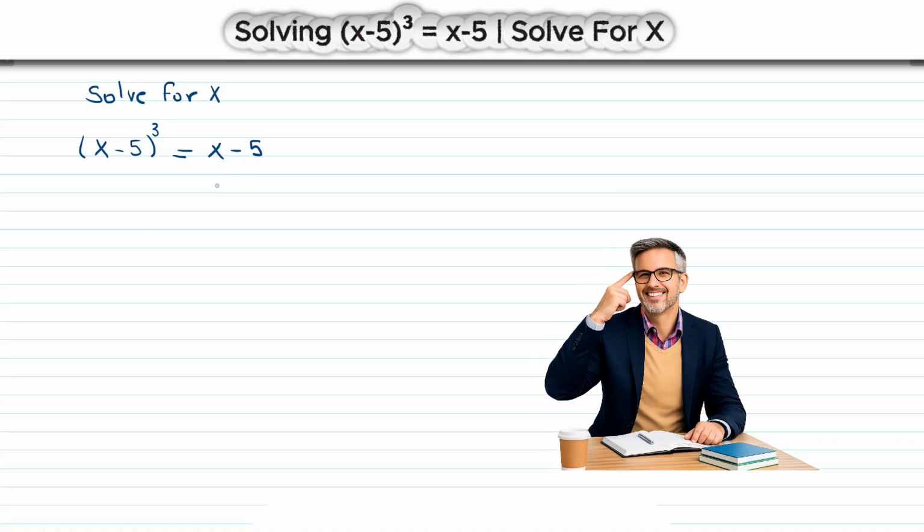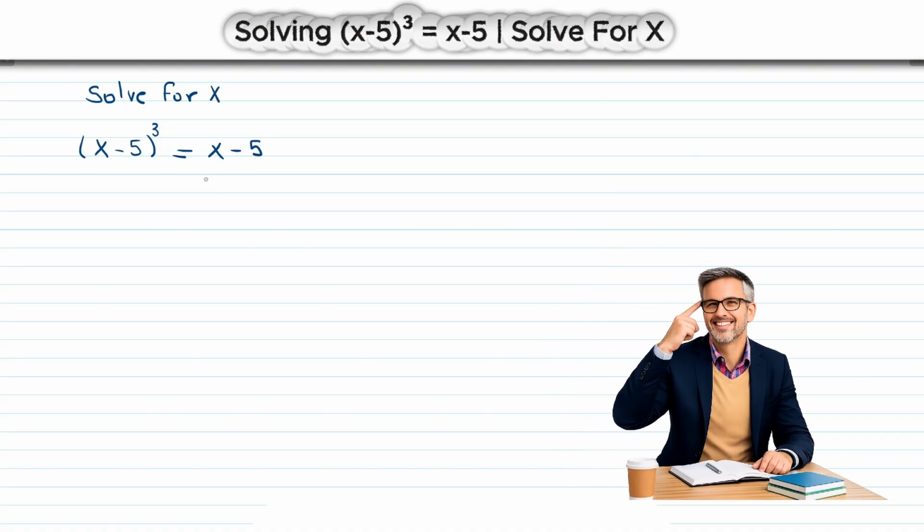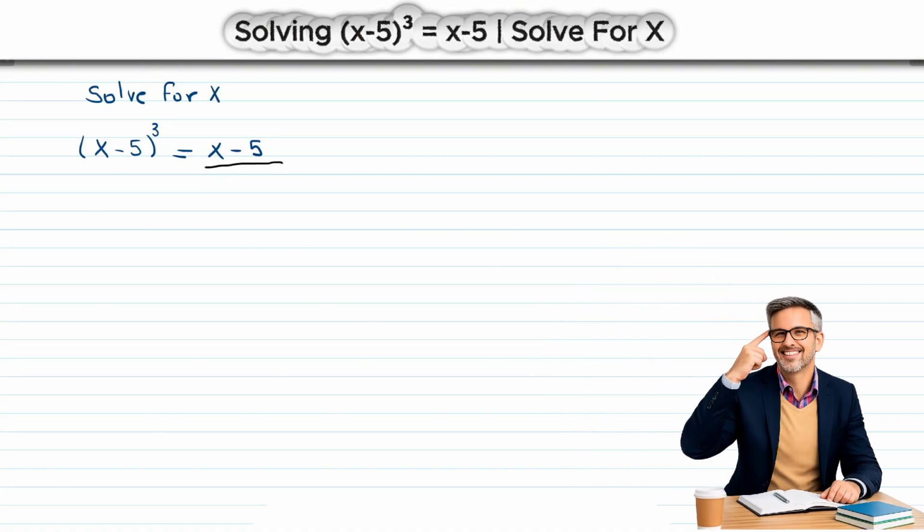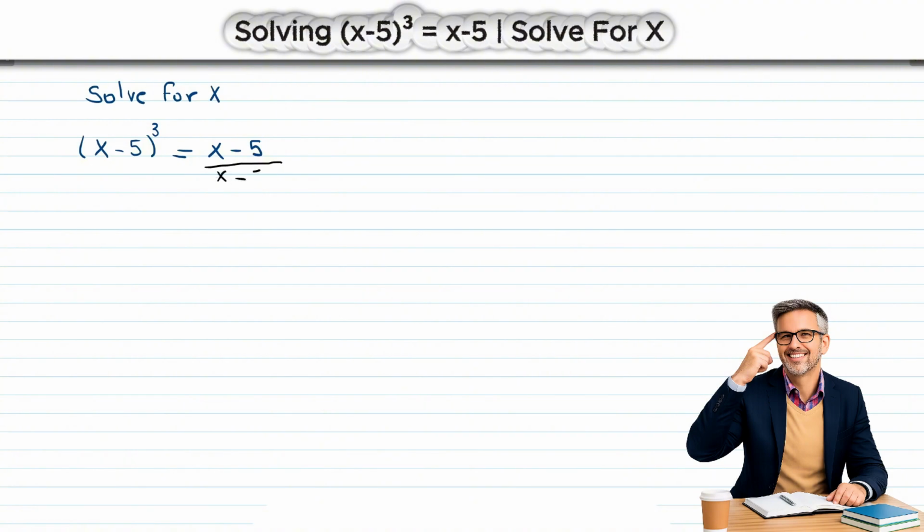Now, the mistake that could cost you marks on the test is when students divide both sides by x - 5. And so you end up with (x - 5)^2 on the left side, and you end up with 1 on the right side. Now, at this stage, you want to square root both sides. The square will cancel the square root, and you end up with x - 5 equals plus or minus 1.